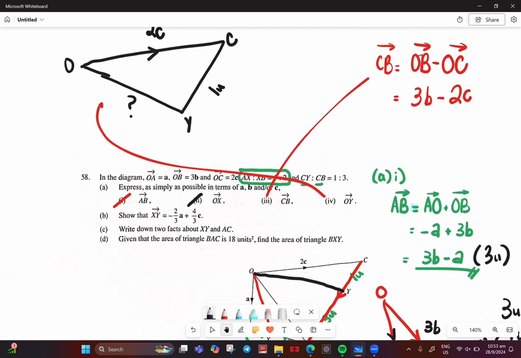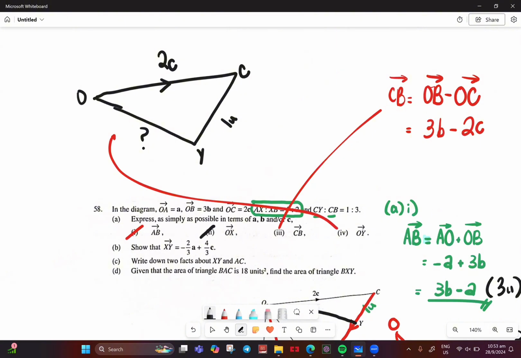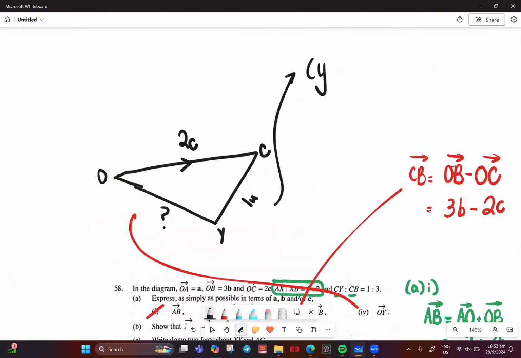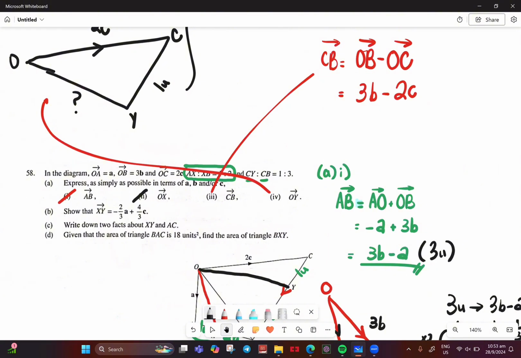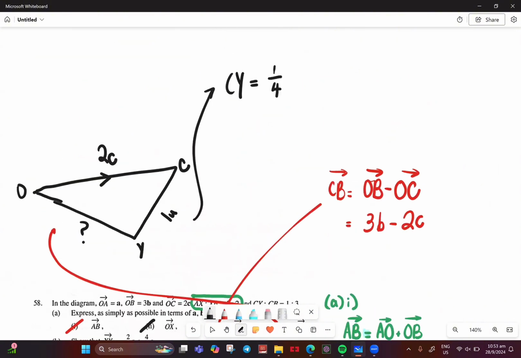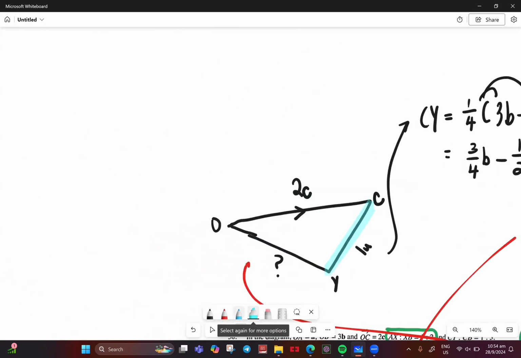Okay. So do I have my CY? I know what is my CY, right? I can find CY first. CY is basically just what? Is this 1/4, correct or not? 1/4 of 3B minus 2C. Am I making sense or not making sense? All right, you want to expand this part? 1/4 times 3, we get 3/4B. Am I making sense or not making sense? 1/4 times -2, we get -half a C. That is my CY. Agree so far?